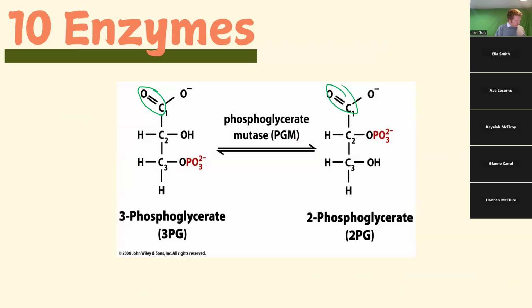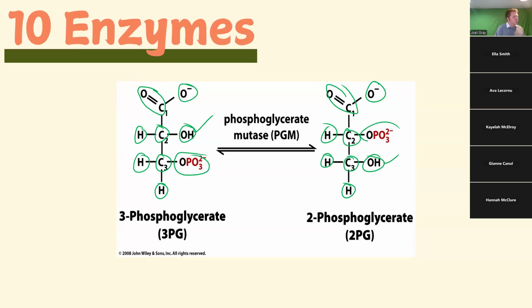Done, done, same. Negative oxygen, done. Hydrogen, hydrogen. Carbon 2, OH, I'll come back to that. Hydrogen, hydrogen. Carbon 3, hydrogen. Then we got a phosphate. Oh, and then we got carbon 3, hydrogen. Oh, there's my OH group. Check, check. And then here's my phosphate. Check, check.